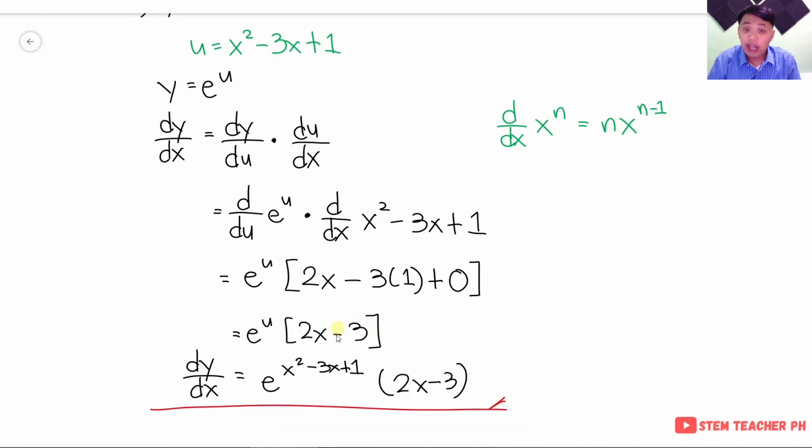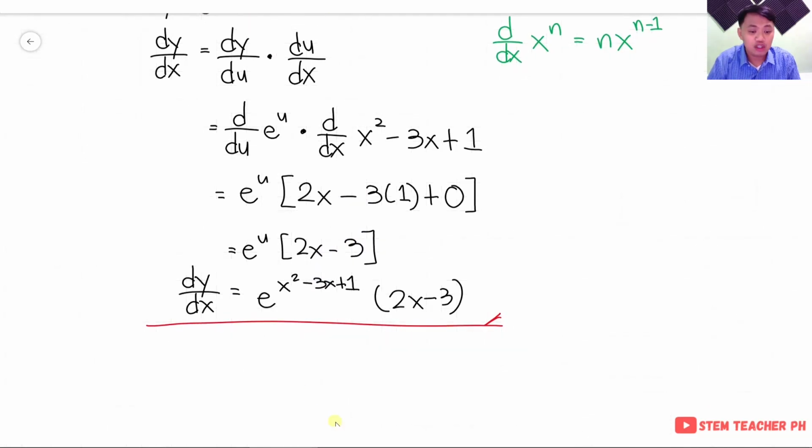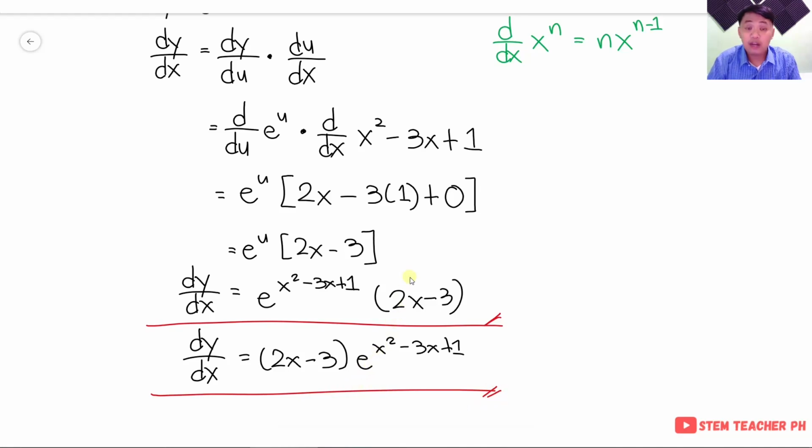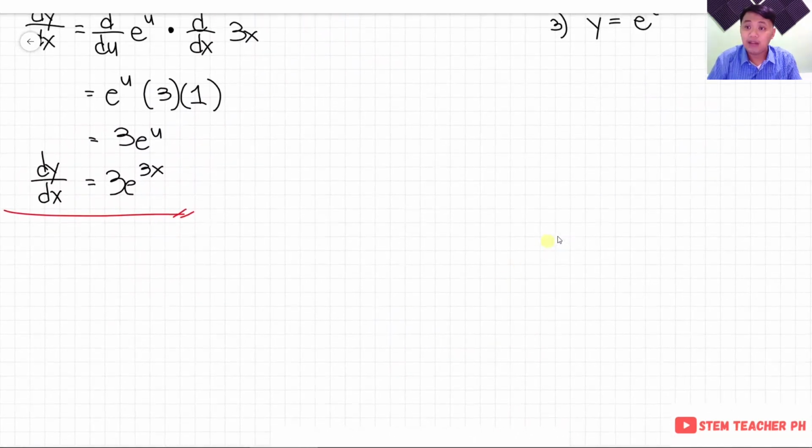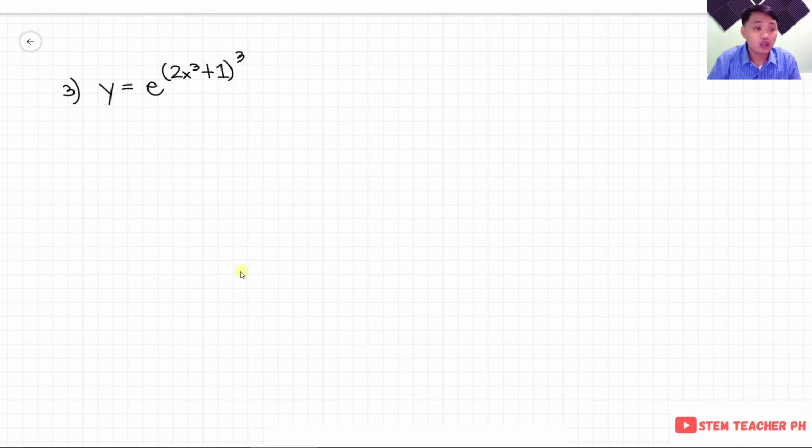Pero if you want to rearrange the terms para mas maging presentable yung sagot, pwede mo rin siyang gawin as dy over dx. Pagpalitin lang natin yung unahin si 2x minus 3. We have 2x minus 3 multiplied to e raised to x squared minus 3x plus 1. Any of the two can be your final answer. With this, we are done with our example number 2. Punta na tayo sa ating pangatlong example para sa derivative ng exponential function involving e.